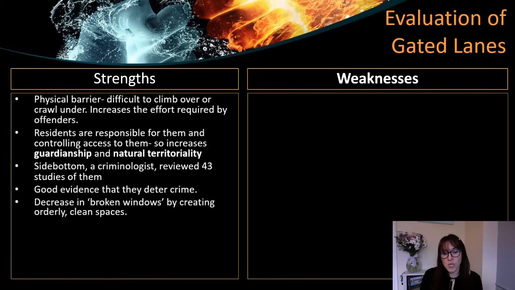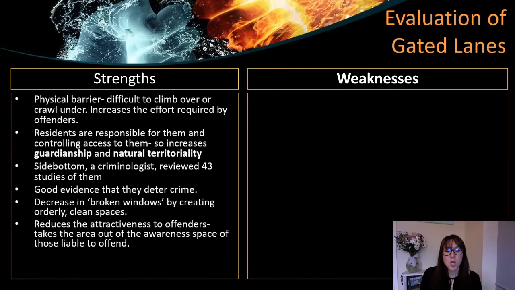It decreases broken windows, that argument that when there's one broken window it leads to lots more, because if there's a broken window or vandalism, it gives the impression again that it's not looked after. So it creates more orderly, clean spaces, again because of the gated area, so it's used less for crime, so it's maintained better. Reduces the attractiveness to offenders, takes the area out of the awareness space of those liable to offend, and it limits the items it's possible to remove during a burglary. Even if you get over the gate, how are you going to pinch things and then get them back over the gate?